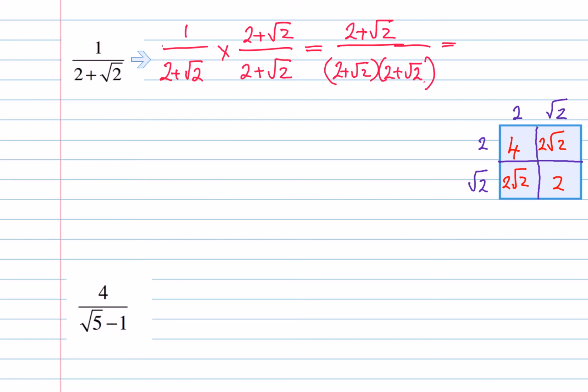Now if we collect the terms in this box then, that gives us 4 plus the 2. You've got a positive 4 and a positive 2, that's the same as 6. And here we have 2 root 2 and another root 2, so that's the same as 4 root 2. And our top line will stay the same there.